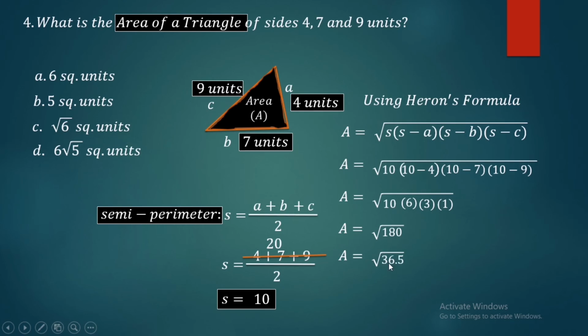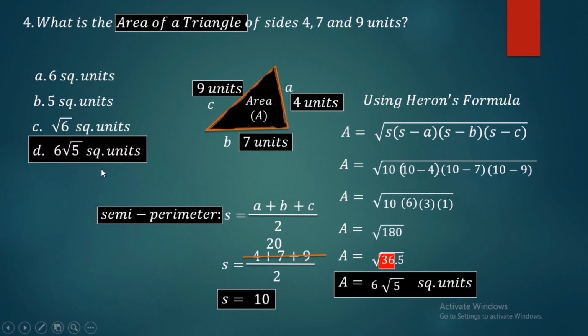Then we're looking here the factor. 36 times 5 para meron tayong square root. Then the square root of 36 is 6. Ilabas natin 6. Then maiwan yung 5. Okay, that would be our square root units, and the value represents this area of triangle. So the answer is D.